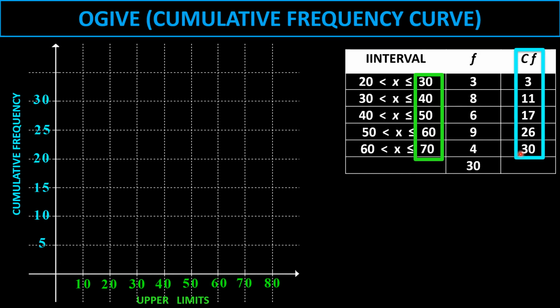Now, the only thing we need to do is plot 30 with 3. So let's see, there's 30 with 3. You see, 30 with 3. Then 40 with 11, and 50 with 17, and 60 with 26, and 70 with 30. Okay. Now I also need to get a point on the horizontal axis. If there was an upper bound before 30, that would be 20. So there at 20 I'll plot a point.